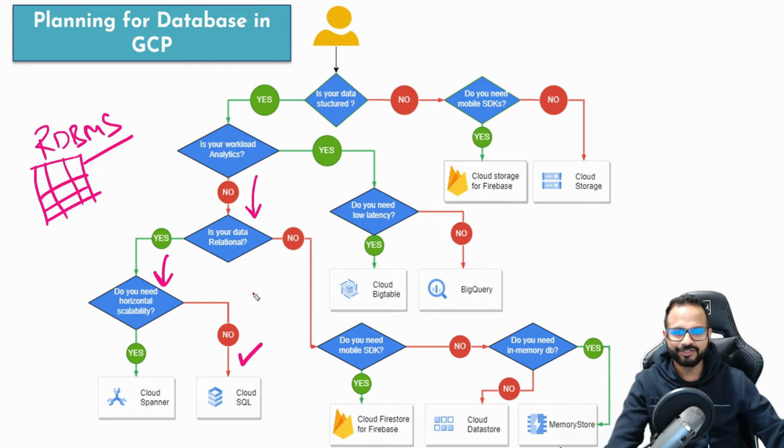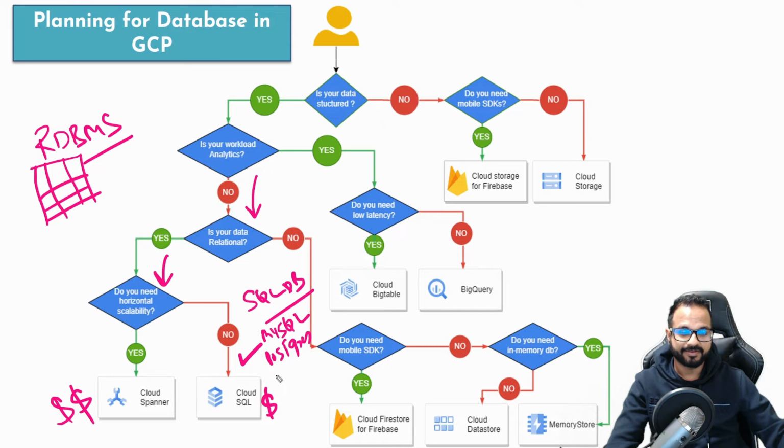Cloud SQL is a general purpose SQL database. All these services are managed. So Cloud SQL is also a managed service and it is cost effective when compared to Cloud Spanner, as it doesn't support horizontal scalability and auto scaling, and it supports SQL engines such as MySQL, PostgreSQL, and SQL Server. Right, all these are managed services supported by Cloud SQL.